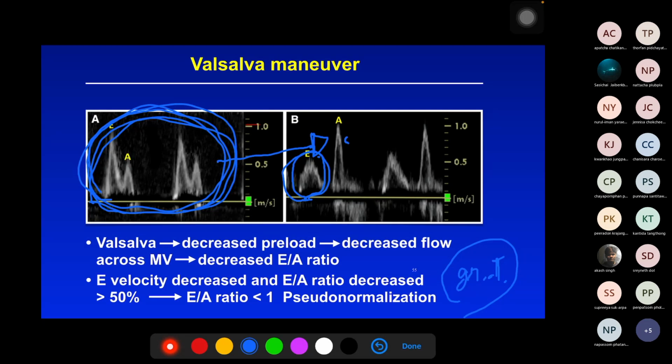Normally, when the patient performs the Valsalva maneuver, the E wave is slightly decreased, but E is still over A. This is normal. But in grade 2, the E wave velocity has an exaggerated decrease of over 50%, and sometimes E is less than A. Okay, this is grade 2 diastolic dysfunction, the pseudo-normalization pattern.